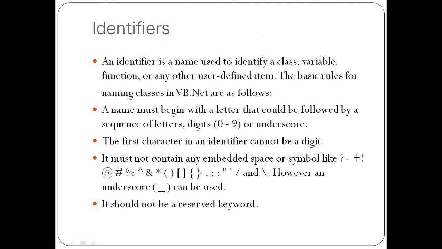We cannot use any special symbol other than underscore, and each and every variable name must always begin with an alphabet or a letter. The first character in an identifier cannot be a digit, nor can it be an underscore. It must not contain any symbol other than underscore, and as I said earlier, the variable name should not be a reserved word or a keyword.